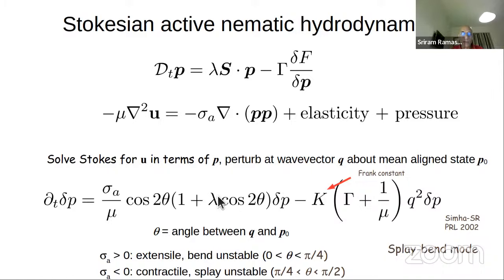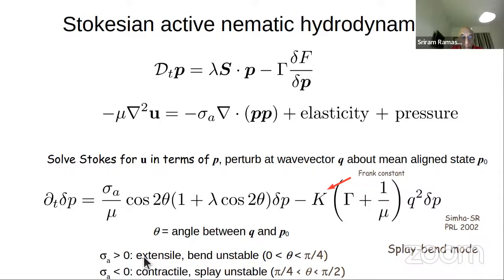And so, for example, let's say lambda is smaller than 1 in magnitude. Then the only thing that matters is cosine of 2 theta. Cosine of 2 theta is negative if theta is bigger than pi by 4. So depending on the sign of sigma A, this term is either positive for angles between 0 and pi by 4 or positive for angles between pi by 4 and pi by 2.